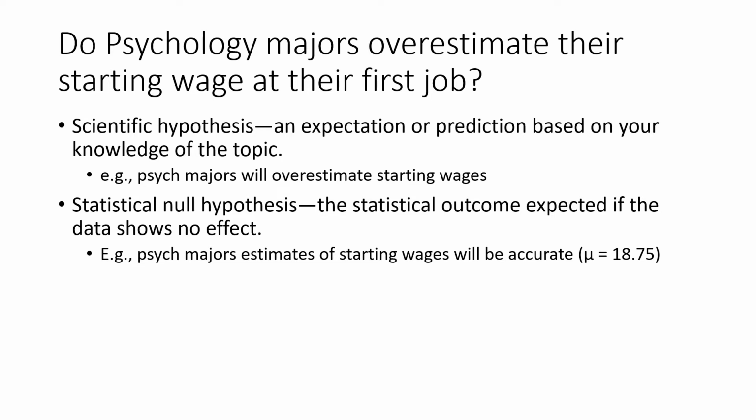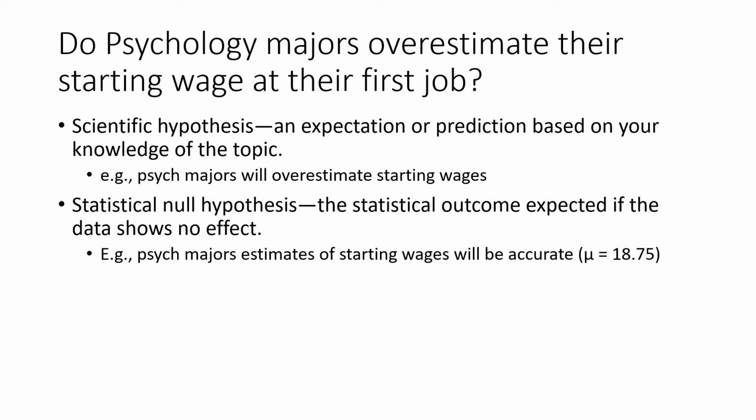The research question we're trying to answer with this study is, do psychology majors overestimate the starting wage for their first job? Now, if you read the literature on optimism bias, you would be able to form a scientific hypothesis or an expectation or prediction that's based on that literature. And if you had done that in this case of optimism bias again, you would expect that psychology majors, like a lot of other students and a lot of people in general, tend to be overly optimistic. In this case, we're specifically measuring starting wages.